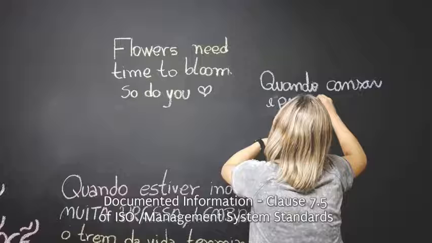We need to maintain documents in the form of procedures for the operations, clause 8. We need to retain documents. For example, you need to have the internal audit reports as part of retained documents, and the management review output as part of retained documentation.